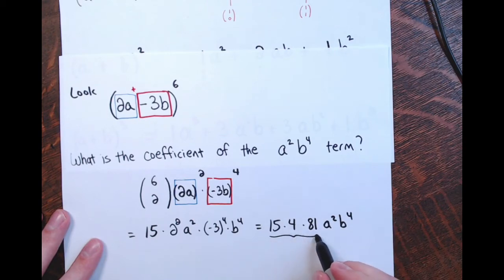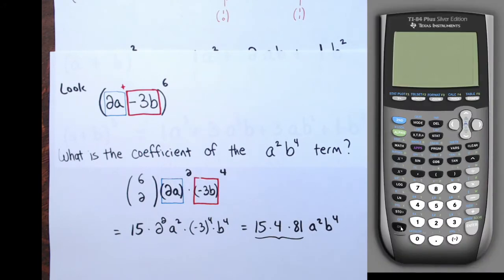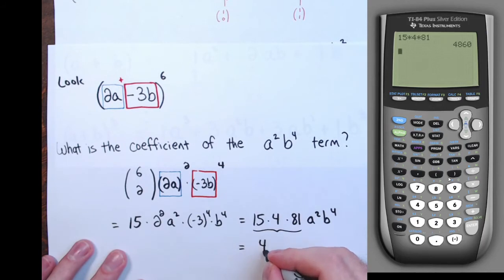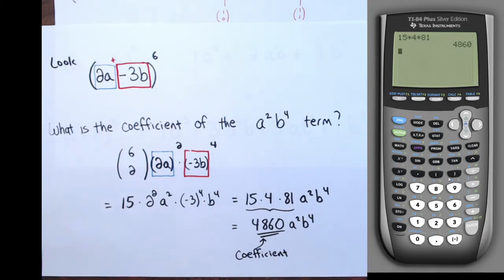All right, multiplying these out, I'll pull up a calculator here. 15 times 4, 4 times 81. 4,860. Whatever. So 4,860 times a squared b to the 4th. And that's what they're talking about. There's the coefficient that they're looking for. Right? The coefficient of a squared b to the 4th.